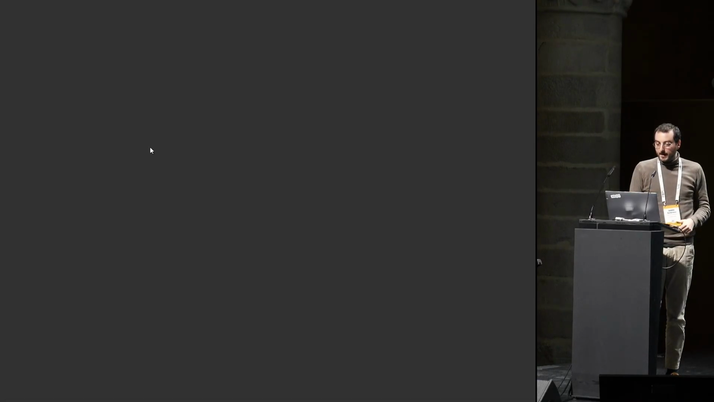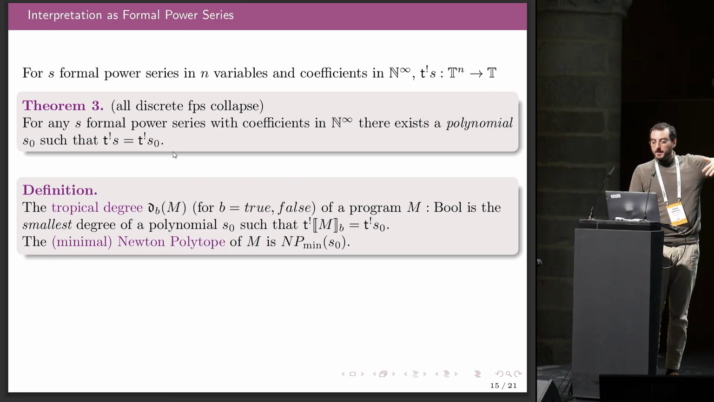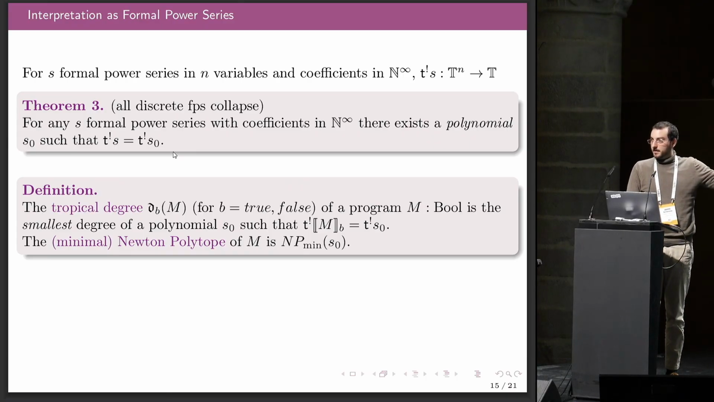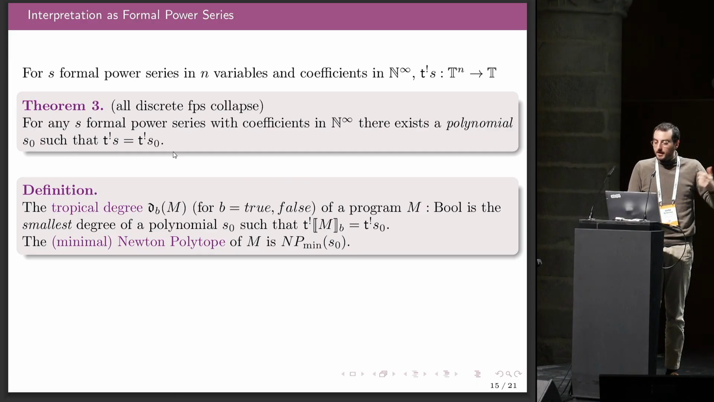And with this, we can define a number associated with a program, which we call the tropical degree, and this is just the smallest degree of one such polynomial which makes the power series associated to the interpretation of the program, as I defined before, collapse to a polynomial. Or equivalently, we can take the Newton polytope associated to this polynomial, and this I think is very nice. We can associate this geometric figure to a program with this idea of minimal Newton polytope actually.